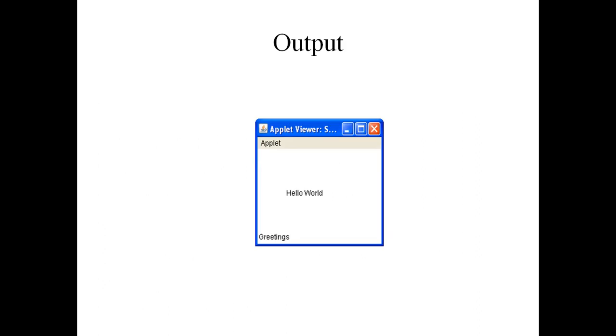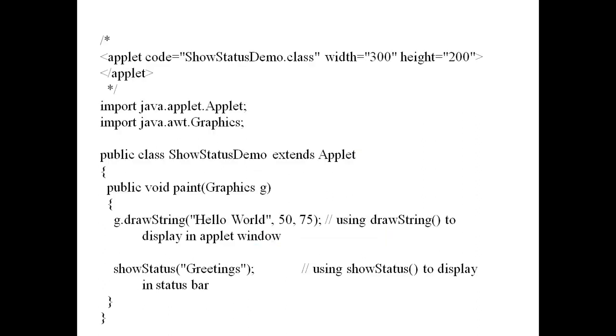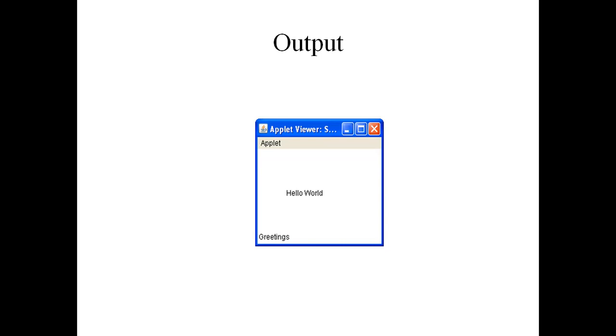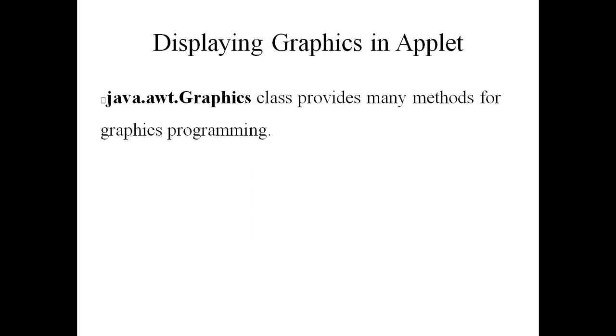This is how the output looks. The width of the applet window was 300 and the height is 200. You can see that hello world is printed inside the body of the applet, because it has been printed at the specified location using the drawString method. Whereas greetings is the string that is displayed on the status bar, printed using the showStatus method. So this is how we display messages on an applet.